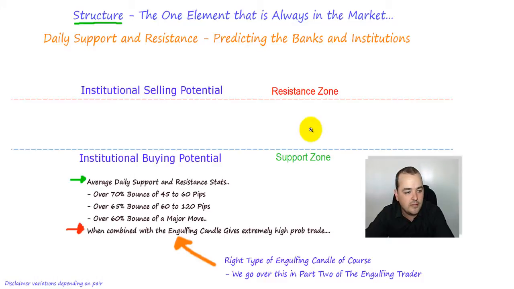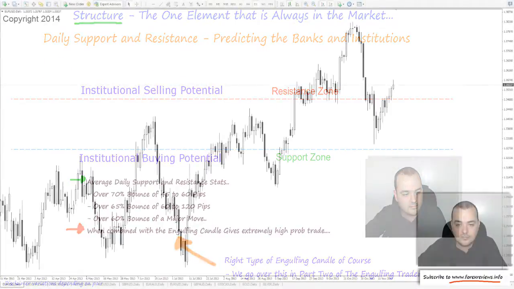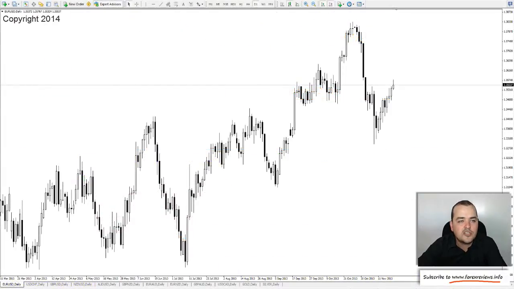Alright, now that we've gone over that, let's jump over to the charts and let me show you how to draw, within a few steps, the daily support and resistance zones, which we'll be using in the engulfing trader strategy. Okay, let's go over the charts now. Okay, now that we're actually on the live charts, let's look and identify some strong daily support and resistance lines. Now this can be done in a couple of steps. So let's start step by step and go over a number of pairs.